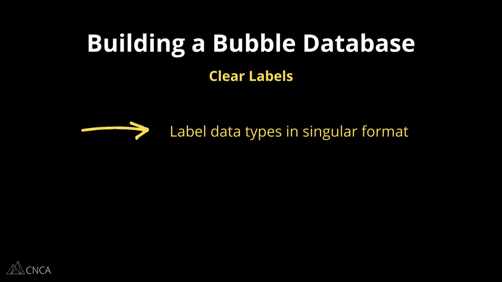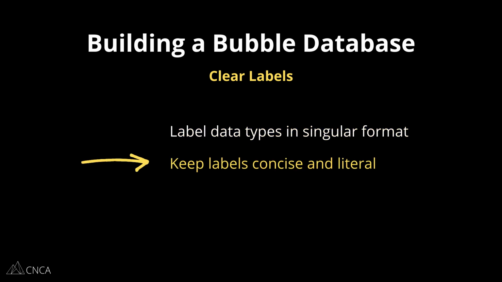Finally, if there's anything you want to get in the habit of doing early on, it's having a clear labeling system. Whether you're building your app solo or if you're working with other people, having a consistent and organized labeling system for those data types, fields, and option sets is going to make a huge difference in your development. Make sure your data type names are in the singular format. The type represents a single record, and Bubble will know to pluralize that name for you wherever appropriate.